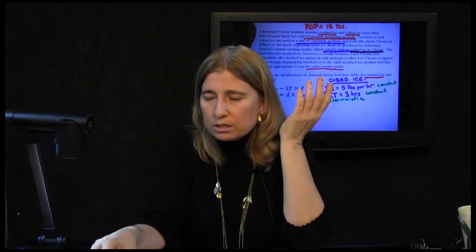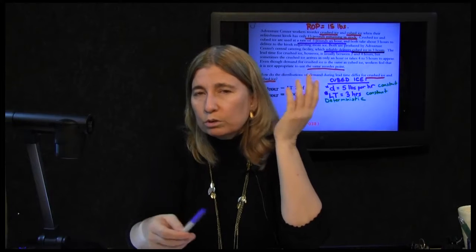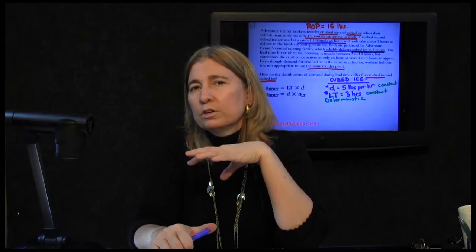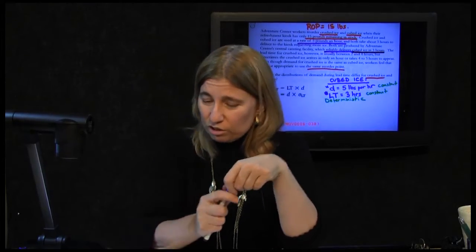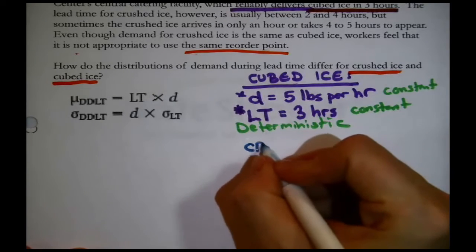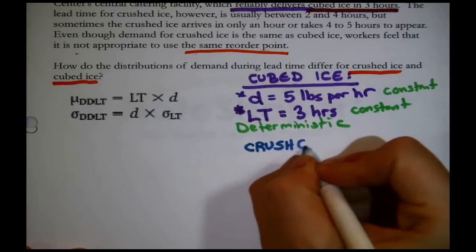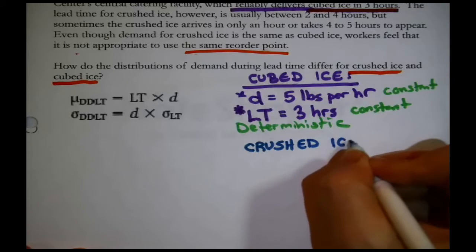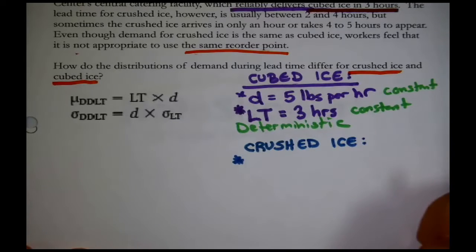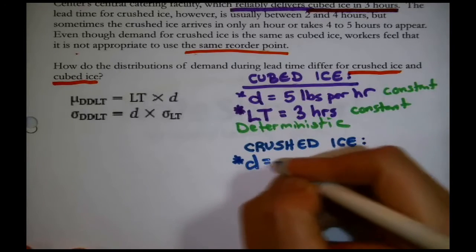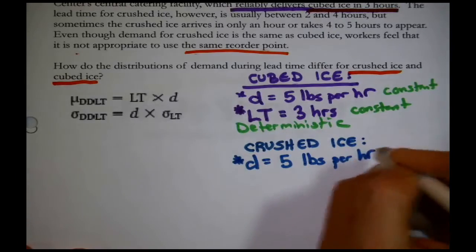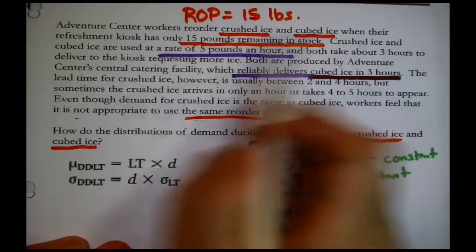Now, that's cubed ice. That's 15 is perfectly appropriate. There was a hint in this paragraph that the workers aren't totally happy with the 15, but we're talking about not just using that number for the cubed ice, we're also talking about using it for the crushed ice. All right, wait a minute. I need to take similar notes for the crushed ice. First off, demand rate. Well, the demand rate actually is the same. They always use 5 pounds per hour because they said this was true of either kind, right? Crushed ice or cubed ice.